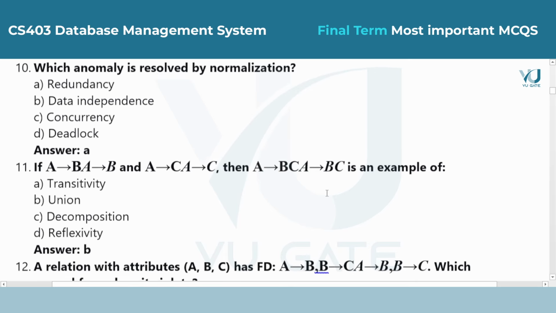Question 10. Which anomaly is resolved by normalization? Answer is option A, redundancy. Normalization is used to stop the same data from being repeated over and over. This prevents errors when you try to update or delete information.